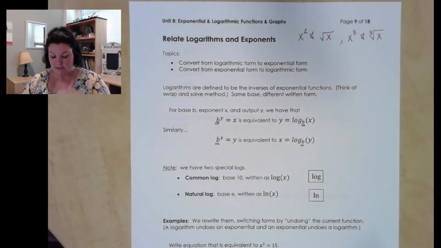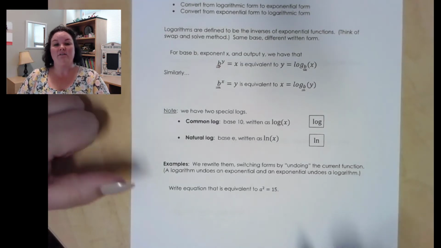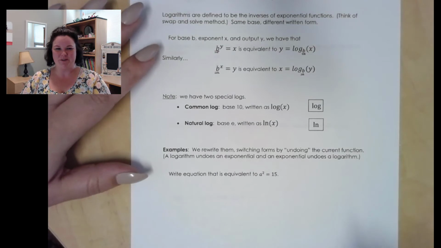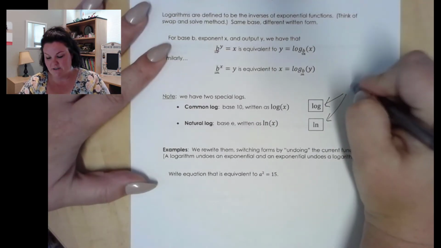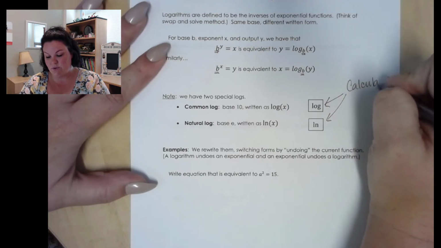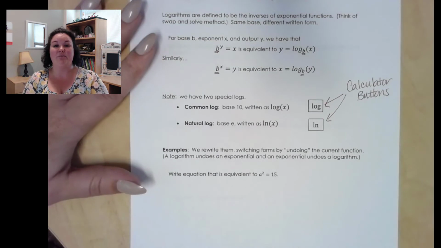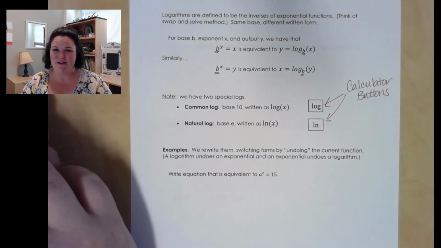That's the first thing. The second thing is we have two special logs. We'll call them special. The reason they're special is because they have buttons on our calculator, which make our life easier. Anytime we have buttons on our calculator that represent something, it saves us a little bit of extra effort.